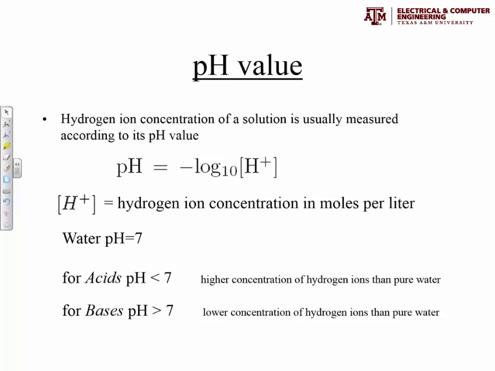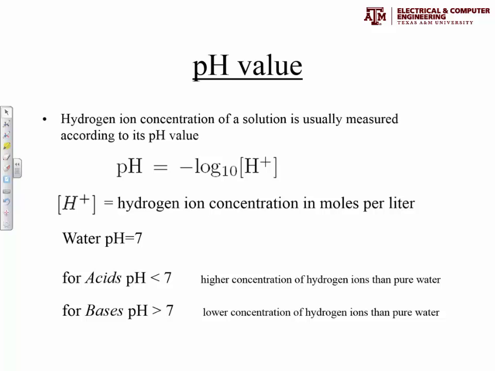Now, the hydrogen ion concentration typically is measured using the pH value, right? So the pH is defined in this way, and we have all engineers here, so it's no problem, okay? pH is minus log to the base 10 of the hydrogen ion concentration, expressed in moles per liter, right?